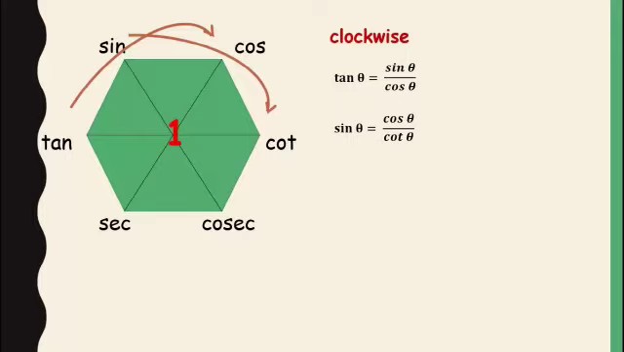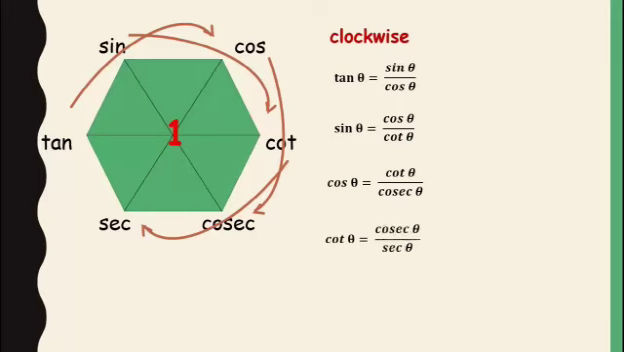Take the next three functions clockwise. First equals second by third. Cos theta equals cot theta by cosec theta. If we take the next three functions, we can say that cot theta equals cosec theta by sec theta. And we will get two more formulas if we go clockwise: cosec is equal to sec by tan, and sec is equal to tan by sin.